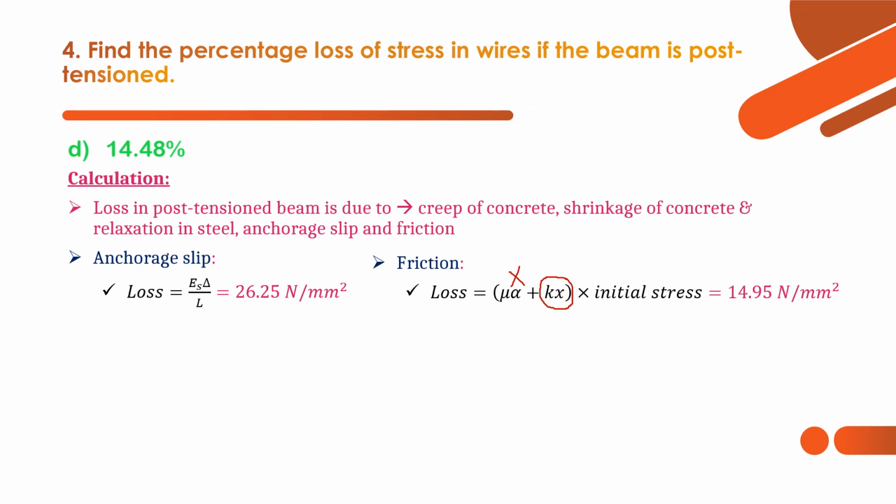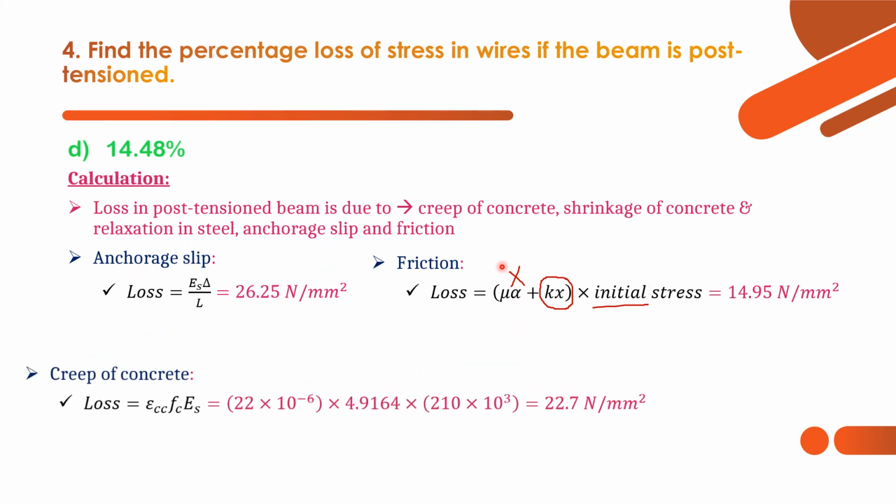So we have the k value. What is x? X is the span of the beam. We have the span of the beam as 10 meter. So 0.0013 into 10 into the initial stress. What is initial stress? 1150. So we know k, x and initial stress. Upon substituting all the things, we get the loss due to friction as 14.95 Newton per mm square. This is the main important thing regarding a post tension beam. We have to consider anchorage slip and friction.